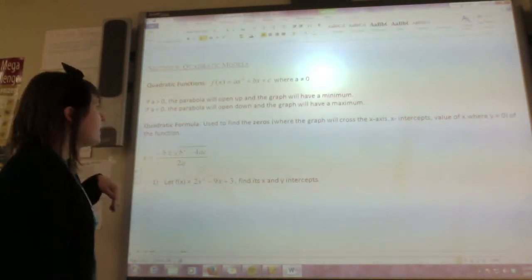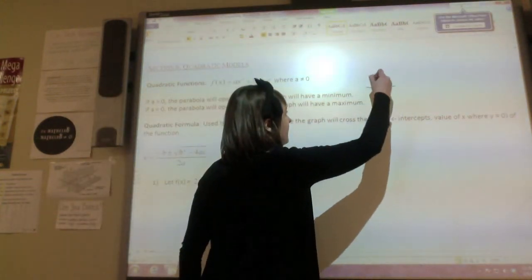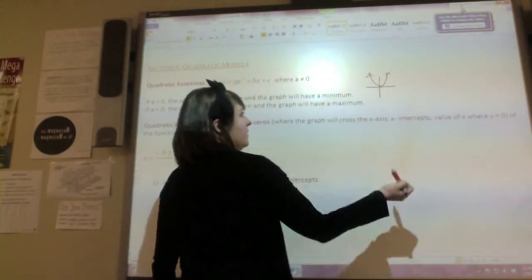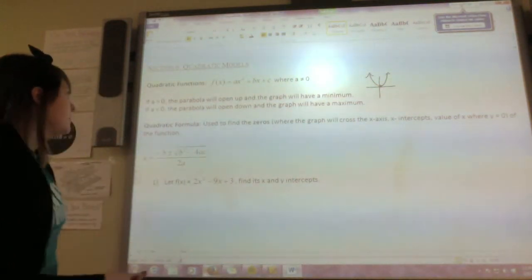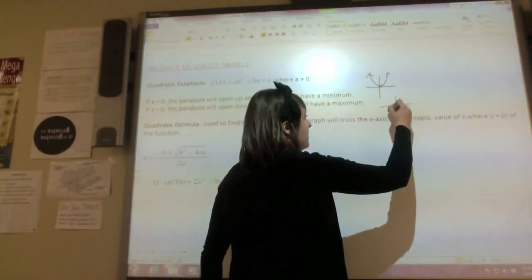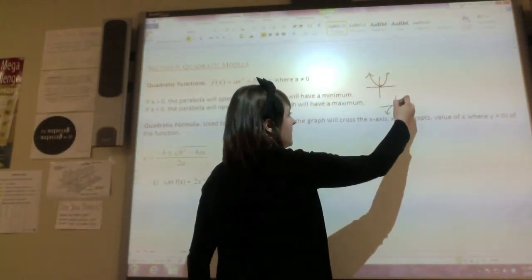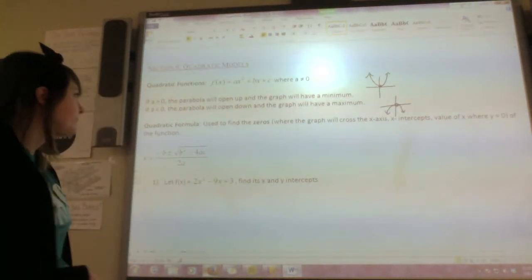When you have a positive a value, that means that your parabola is going to open up, so it's going to look something like this. And it'll have a minimum value. So wherever that vertex point is, that's going to be your minimum value. If you have a negative a value, that's going to open down, so it'll be a parabola that looks like this. And again, wherever that vertex is, that'll be your maximum value.